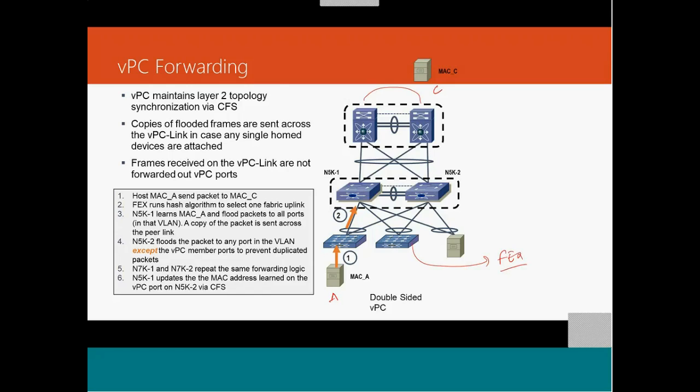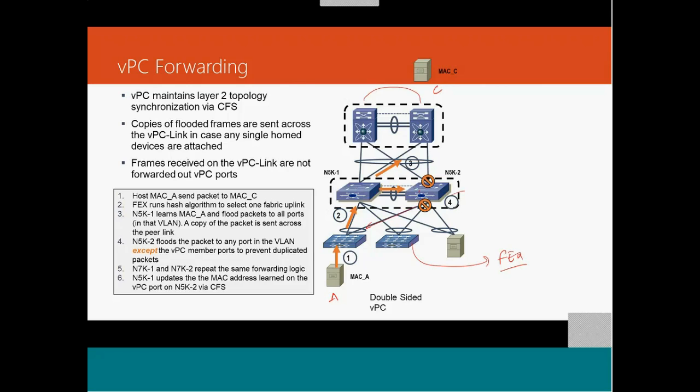The N5K1 learns the MAC address and floods it across all the ports, even over the vPC peer link as well as the other uplink vPC member ports, right? So when the N5K2 receives the flooded packet, it says, okay, it's received from the vPC peer over the vPC peer link, and it blocks all the ports from forwarding that frame across, so that once the packet is received here, it doesn't forward it here and create a loop. So this is in block state, and this is also in block state.